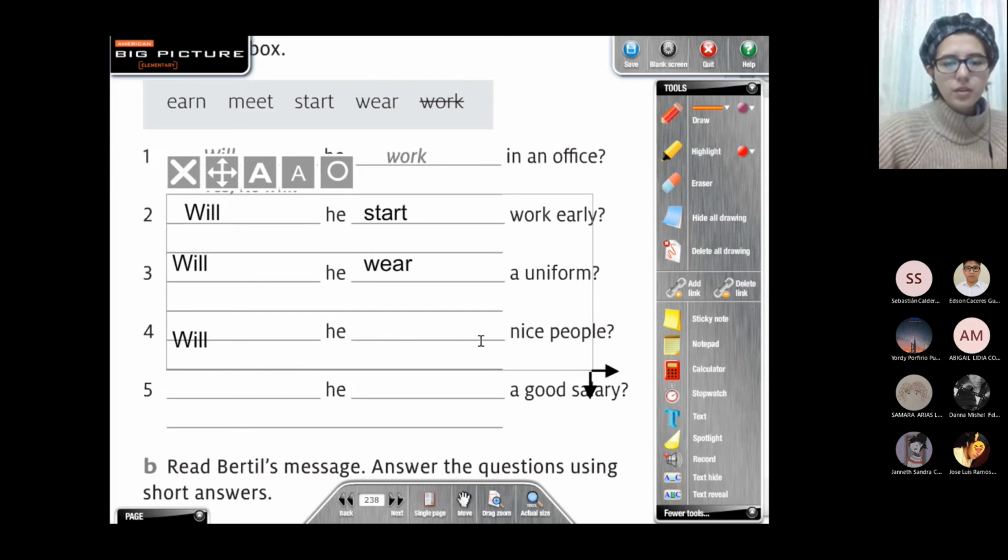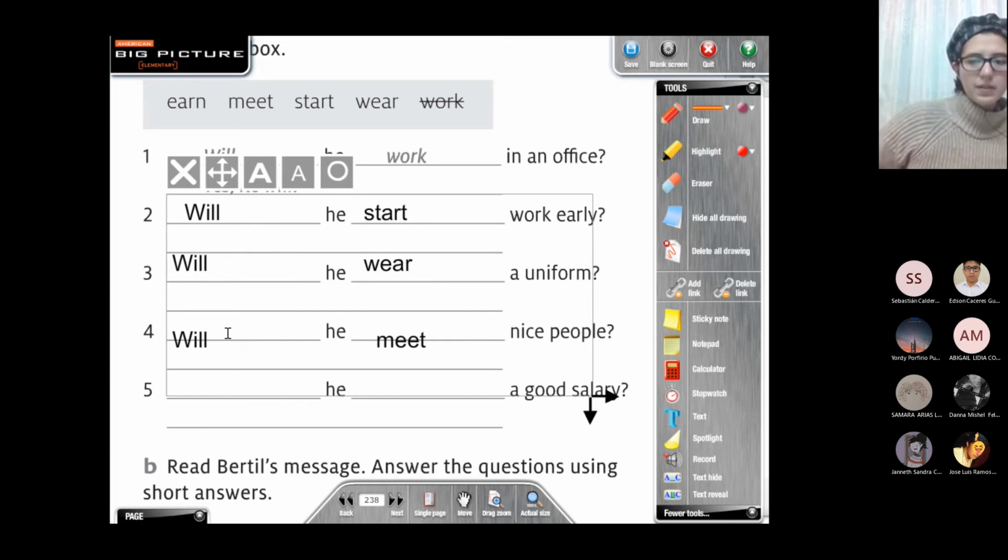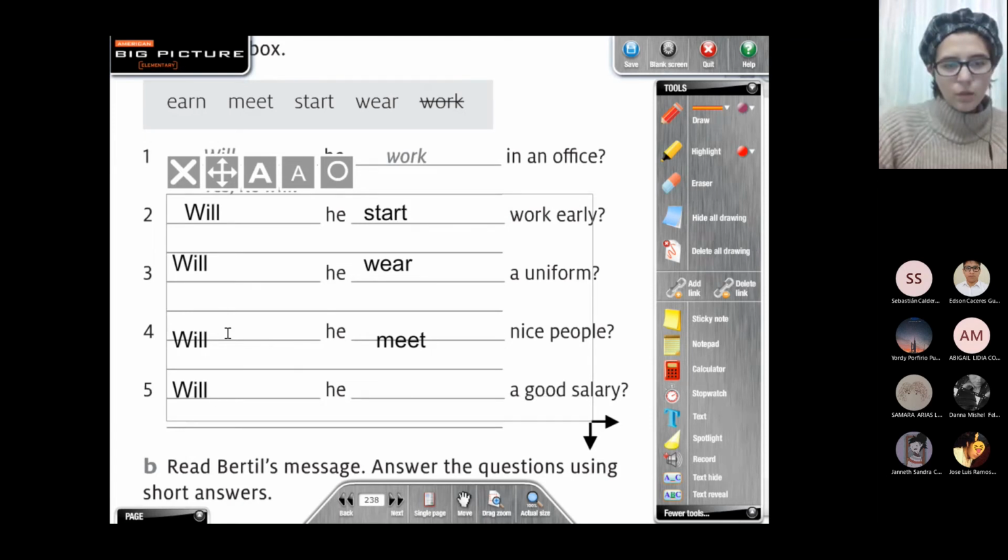So, the other verb, the other option. Is meet. Yes, that's it. Will he meet nice people? And Jose Luis, the last one, that is the easiest. Will he earn a good salary, right? Okay, yes, that's it. So questions, not a problem.